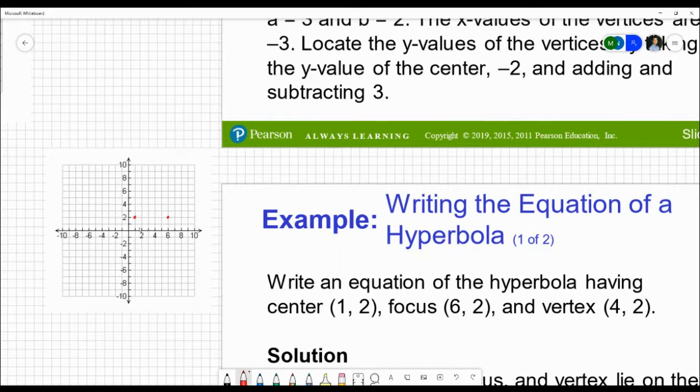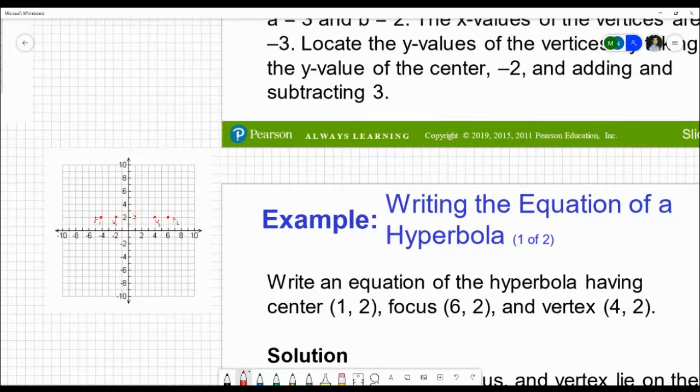And vertex (4, 2). From here, you should automatically know where your transverse axis is. It should be parallel to the x-axis, because the transverse axis goes through the vertex and your foci. The foci and vertex are also equidistant to the center. So now we go 3 left to get my other vertex, and then 5 to get my other focus. So that's my foci 1, foci 2, vertex 1, vertex 2.